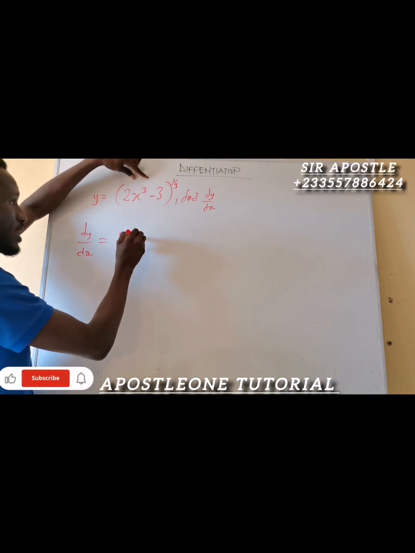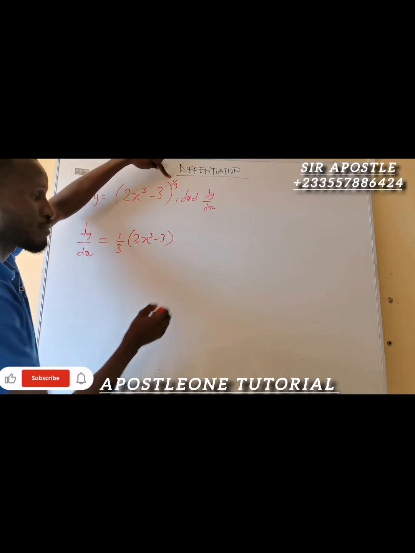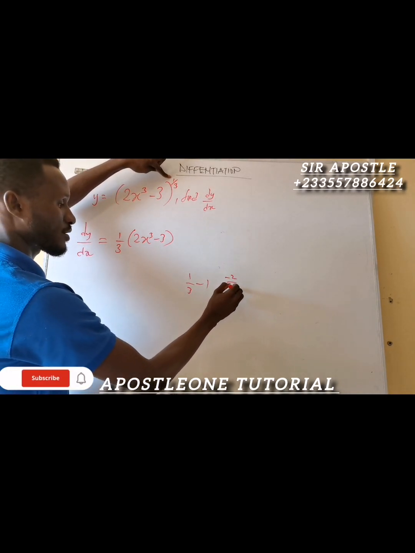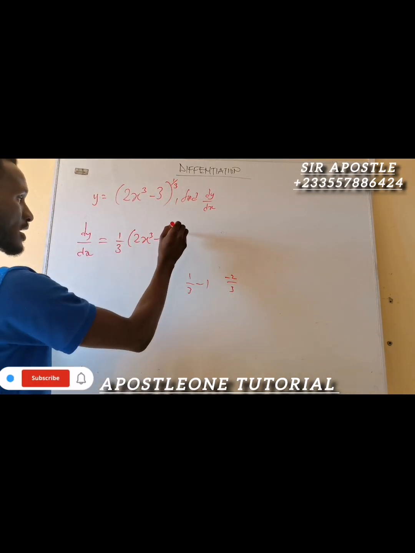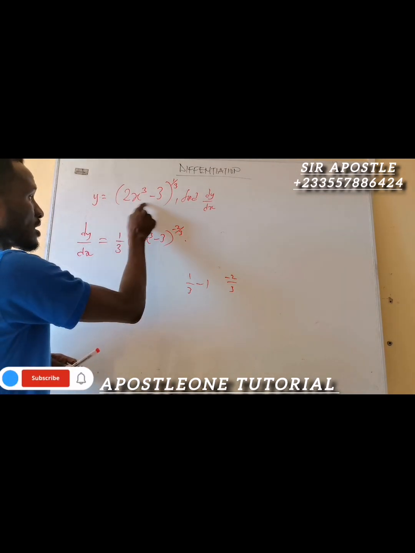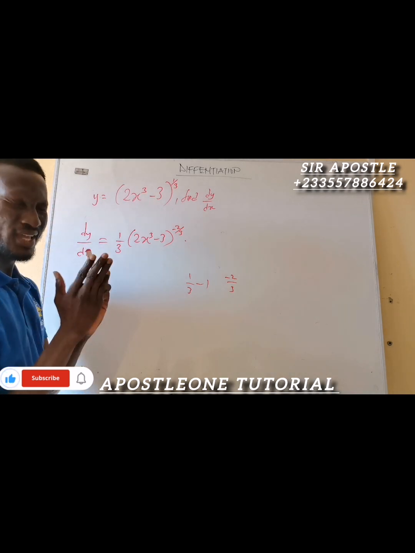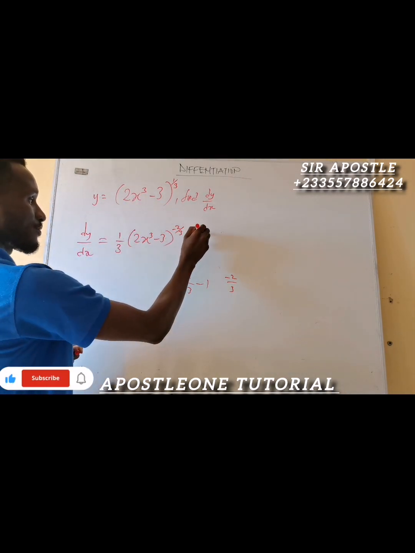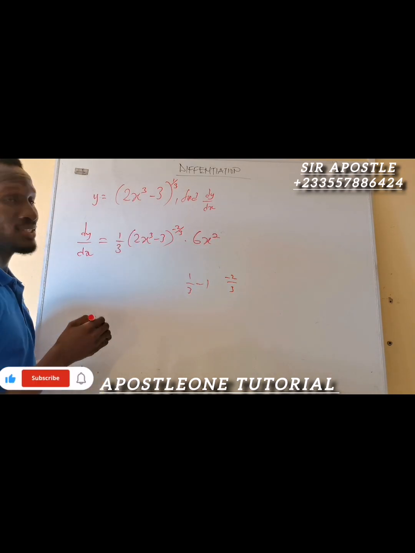Then I'm going to write this one, 2x exponent 3 minus 3. Reduce the exponent by 1. 1 out of 3 minus 1 will give us minus 2 out of 3. So we're going to get minus 2 out of 3. Now the next thing is to differentiate what is inside. So we have differentiated the whole thing, then you differentiate what is inside. Pay attention carefully. Differentiate, so 3 times 2 will give us what? This one gives us 6x squared.